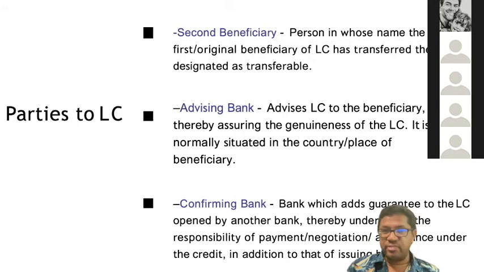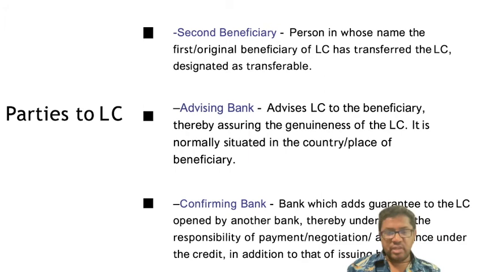Advising bank, that's the next point. Parties to a letter of credit. These are all different parties to a letter of credit. The advising bank advises a letter of credit to the beneficiary, thereby assuring the genuineness of the letter of credit. It is normally situated in the country or place of the beneficiary, that is, the country of the exporter.